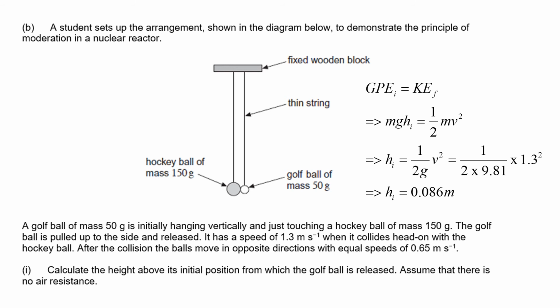So I'm going to apply conservation of mechanical energy as we've got no external forces. So the GPE the golf ball starts with will be equal to its final kinetic energy. Therefore, we can put mgh is equal to half mv squared. We can rearrange that to make the initial height the subject, and cancel the masses. We can plug the numbers into our equation, and it gives us a starting height of 0.086 m above the collision position.